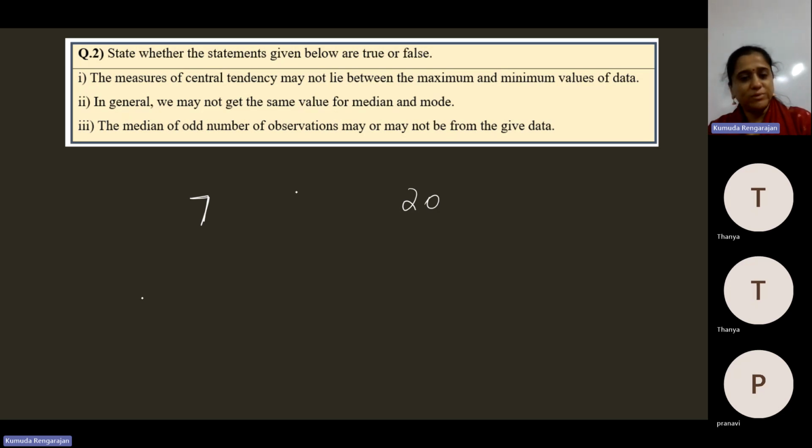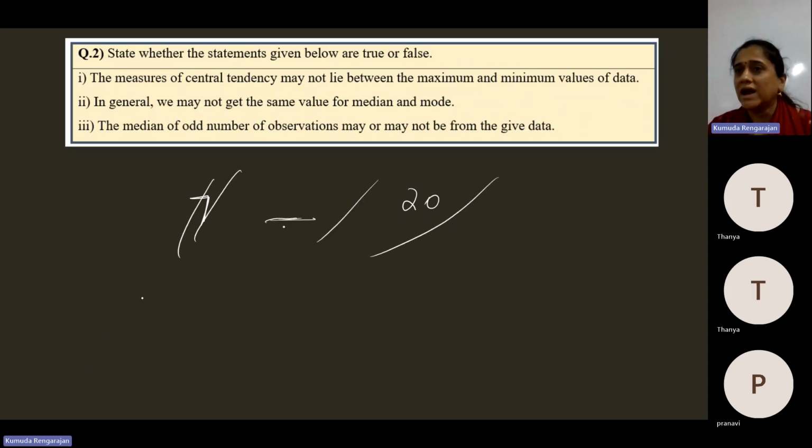Median will always be between the minimum and maximum value, because you'll be slashing like this, and some two numbers you'll have here, you'll add and divide by 2, or that number which is here only is the median. So it will be within the maximum and minimum value. Mean also, you'll have to find the sum of all the observations and divide by the number of observations. That also will be between the maximum value and the minimum value.